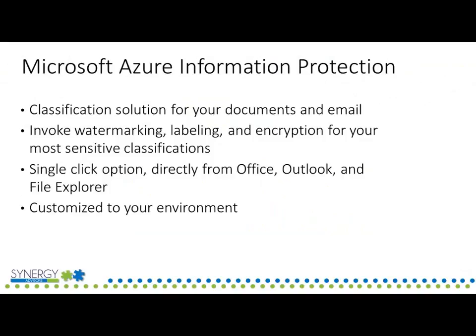Today I'd like to show you from an administrative perspective how you can set up Azure Information Protection to classify, label, and protect sensitive data in your organization. Azure Information Protection is a new Microsoft offering that delivers a document classification solution built into Office, Outlook, and soon Windows Explorer. End users can easily classify and label their documents directly from their desktops in a single click.